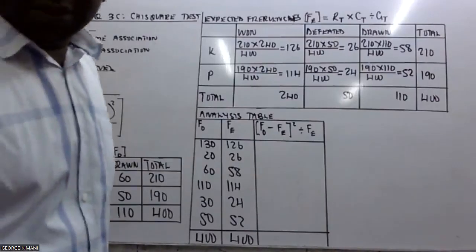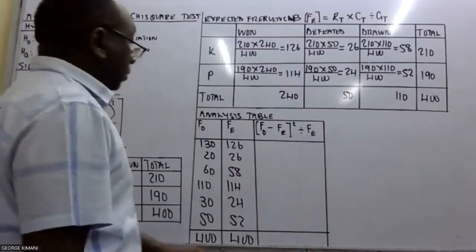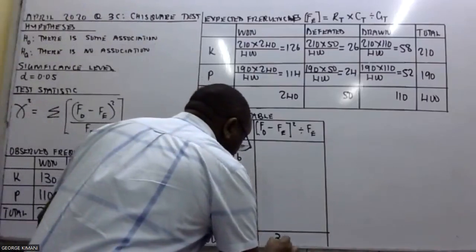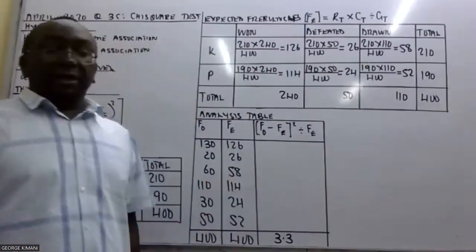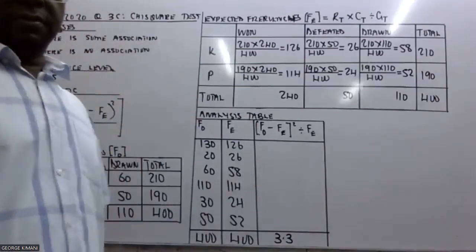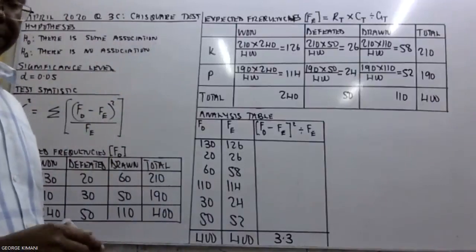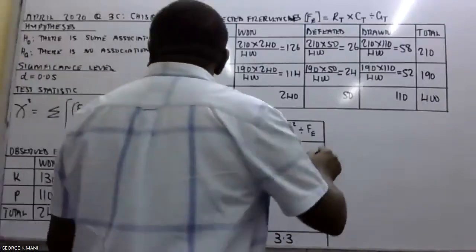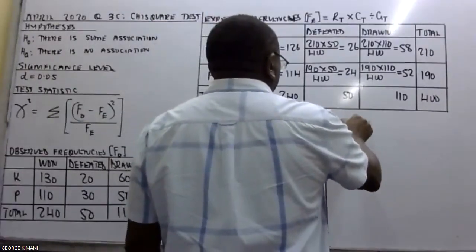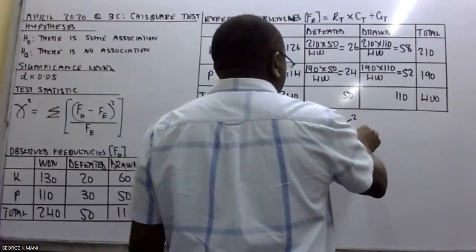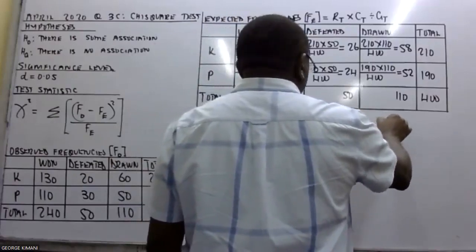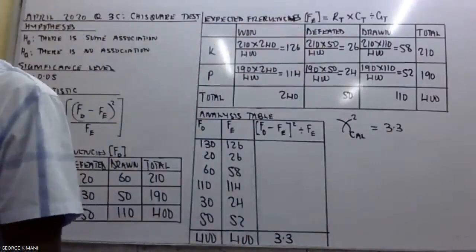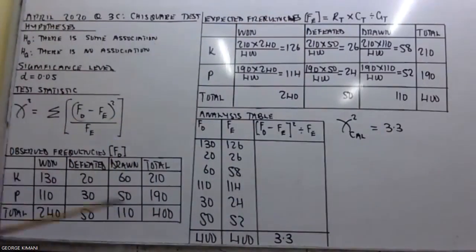What is the total? 3 points. 3.3. Patience, are you getting the same? Something close to that? Yes. Good. So down there now you tell us chi-square calculated is 3.3. That's how you get the chi-square calculated.